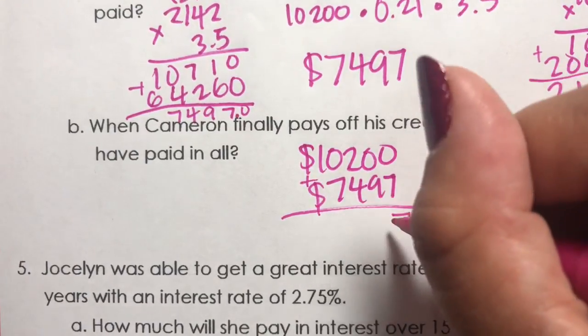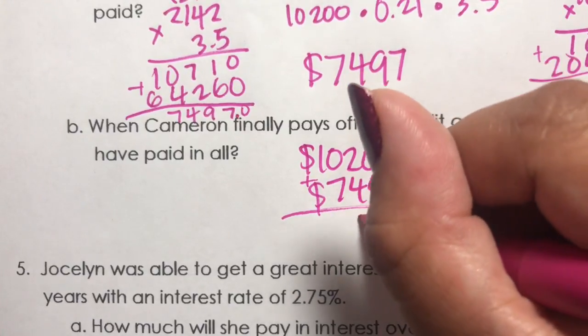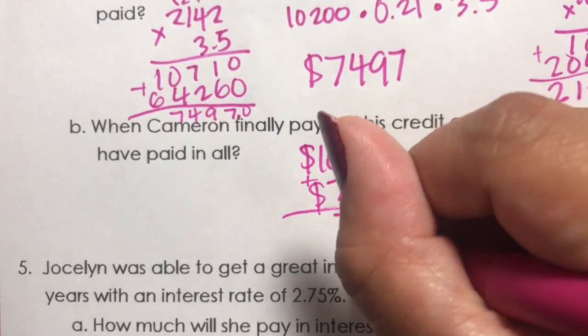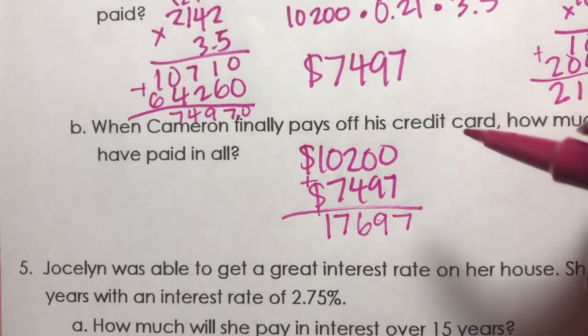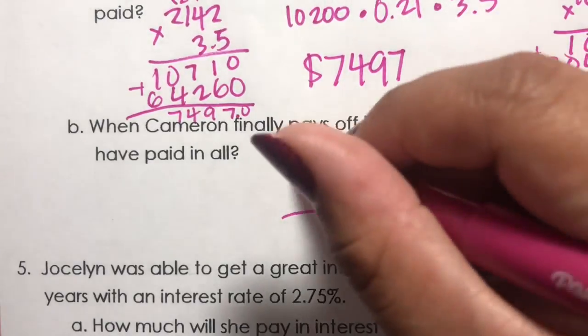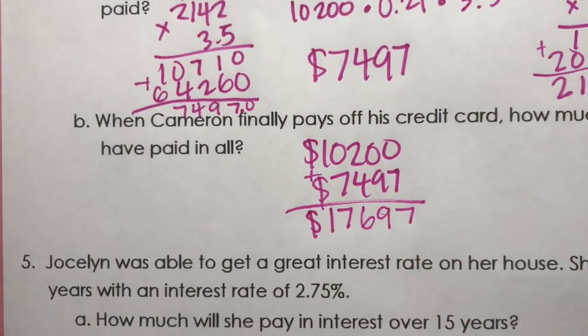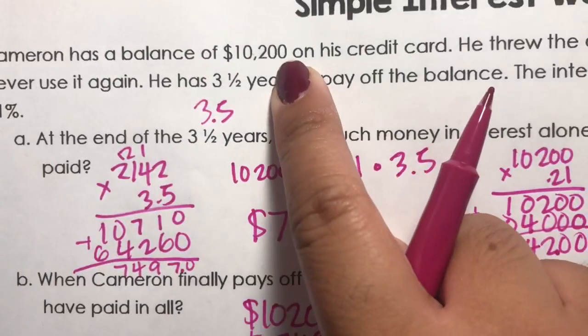Okay, now we got to add it. 0 plus 7 is 7. 0 plus 9 is 9. 2 plus 4 is 6. 7 plus 0 is 7. And then carry down the 1. So we have, and then of course, remember, carry down the dollar sign, $17,697. Wow, which is a lot of money in comparison to $10,200.